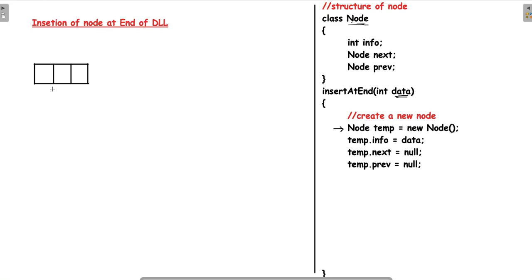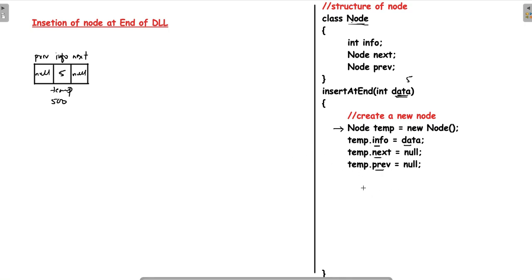So let's say this is our temporary, and it will get some memory, 500. As per the structure, this is our information field, this will be our next field, and this will be our previous field. So temporary's information section will carry whatever data you receive. Let's say you received the data 5, and the next field and previous field you are making null. So you are just creating an independent node to insert at the end of the doubly linked list.